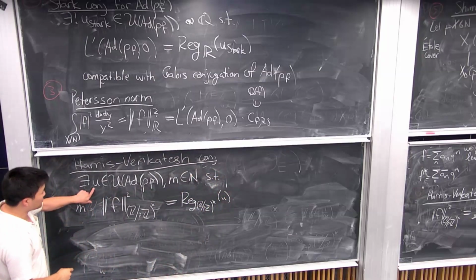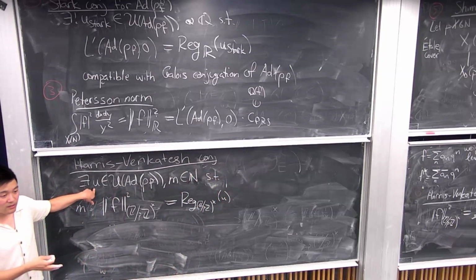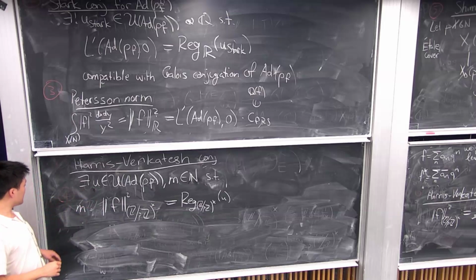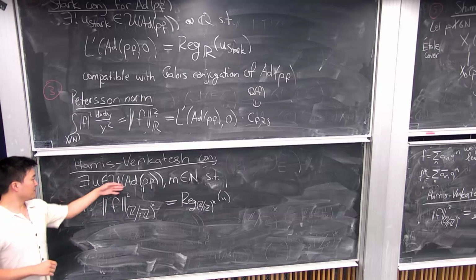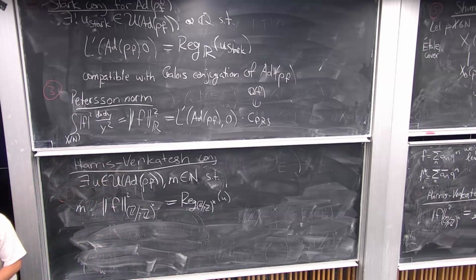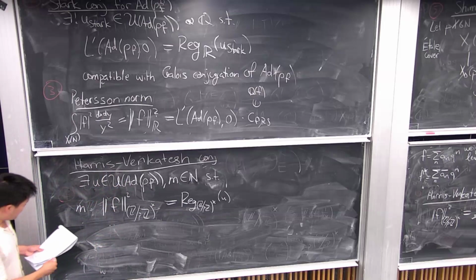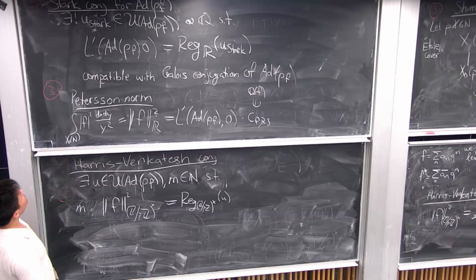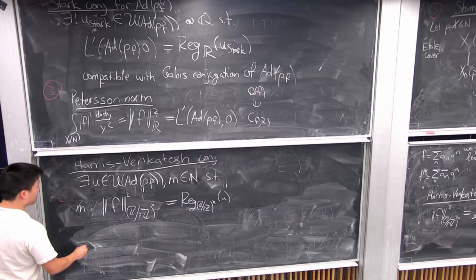But this is not unique. It's not required to be unique in the Harris-Venkatesh conjecture. So this is something in this rank 1 space, so it's some multiple of the Stark unit. And I've intentionally presented these two conjectures in a very analogous way. So let me combine them.